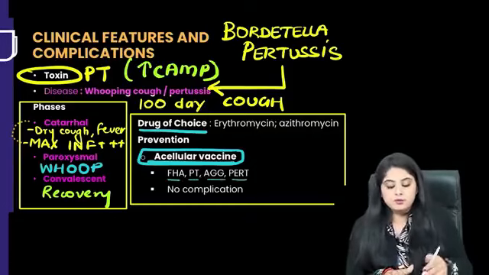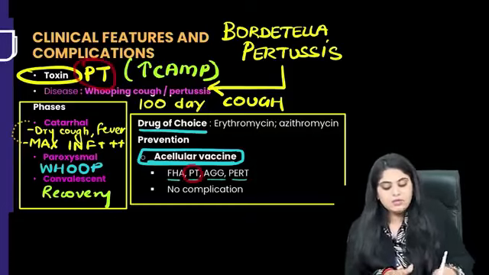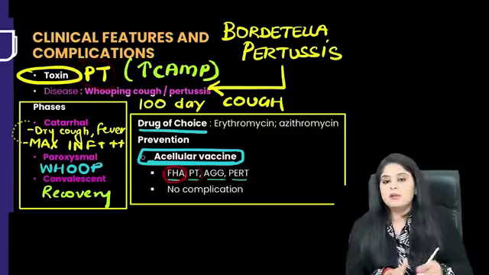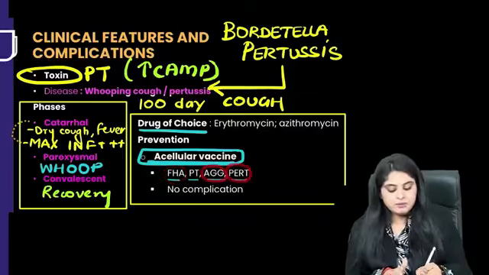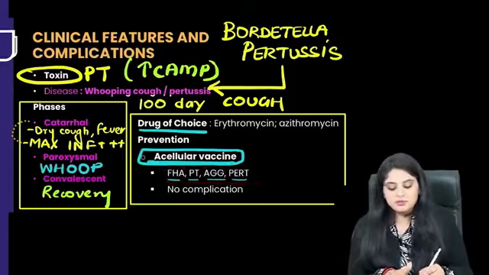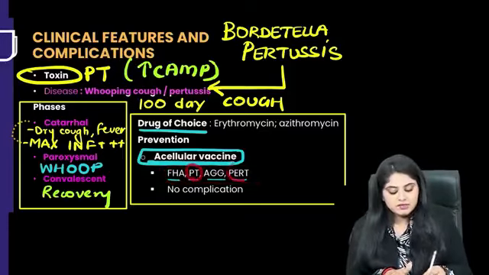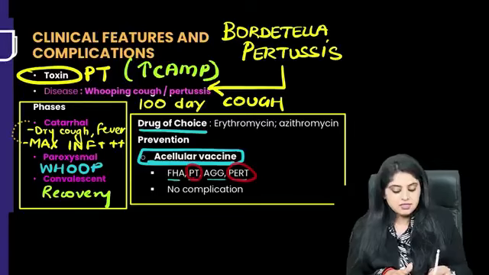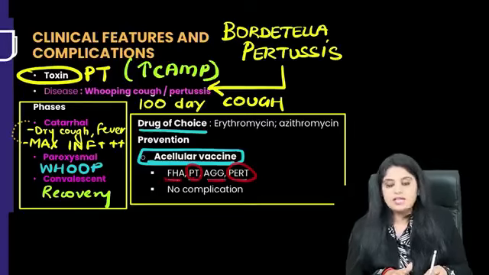You don't have to learn their full form. But PT, pertussis toxin, filamentous hemagglutinin, something for aggregation, something for pertactin. So just memorize them like that, is what I would say. Don't learn the full form. Anyway, pertussis toxin and pertactin, you will learn anyway. You just need to learn FHA and AGG.